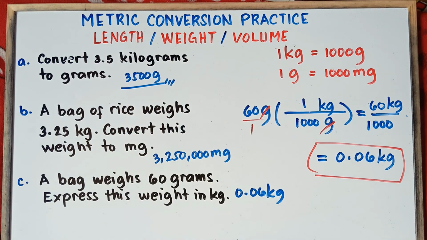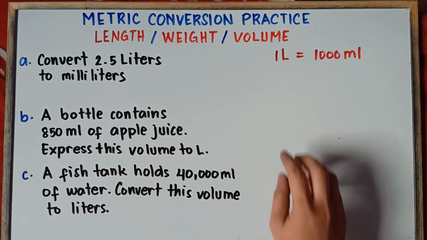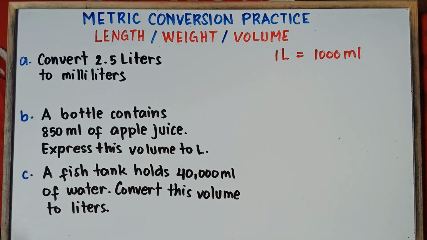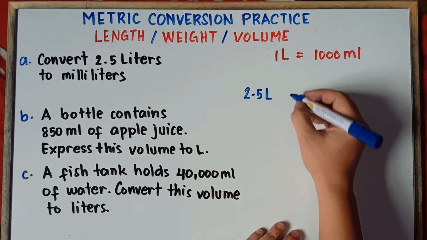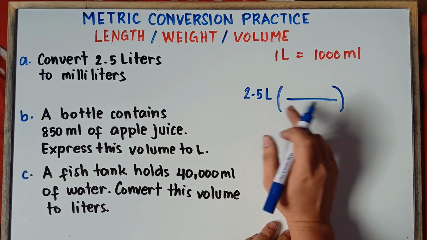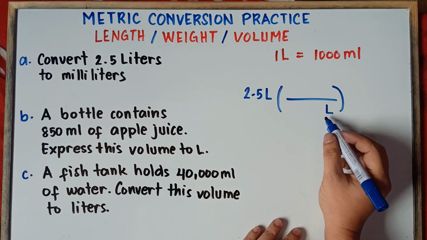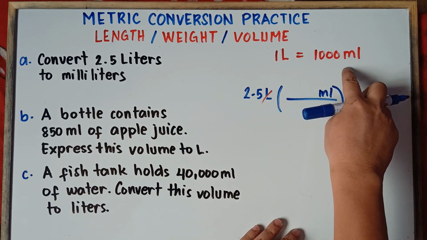Alright, so let's have the last 3 examples for the volume. Let's proceed now to the unit volume. Our conversion is 1 liter is equivalent to 1,000 milliliters. Letter A, convert 2.5 liters to milliliters. Our given is 2.5 liters, convert into milliliters. You put parentheses, and then you put a fractional bar. Now if this is liters, our units on the denominator must also be liters so that we can cancel out the units. And then we convert liters to milliliters. Once again, the conversion, 1 liter is equivalent to 1,000 milliliters.